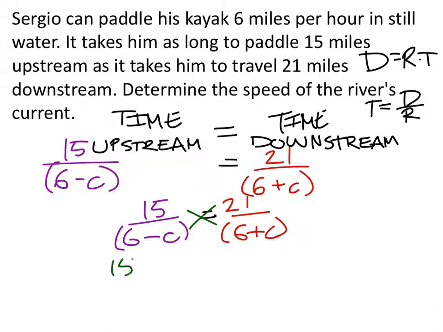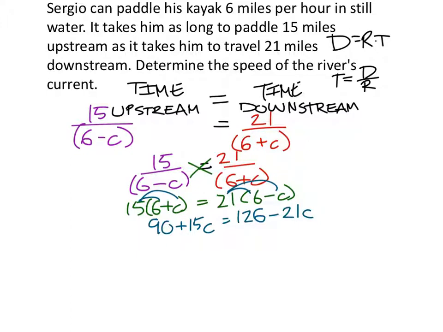So I'm going to use cross multiplication, 15 times 6 plus c. And this should equal 21 times 6 minus c. And now we're looking to distribute the 15 and 21. Well, we remember back when math problems used to start out with an equation like this. And we hated it back then, but we miss it now. So I'm going to put my c's on the left side by adding 21c to both sides. And so I got to subtract the 90 from both sides also to get the c's by themselves.